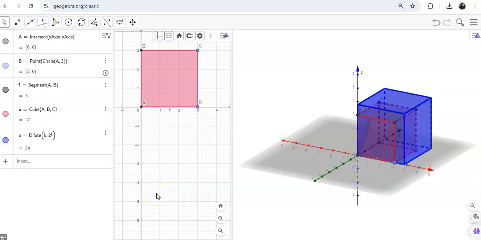Good day everyone, and welcome to the fifth video in a series of videos illustrating the solution of the Delian problem, doubling the cube. In the fourth video, we demonstrated that the ratio of the geometric means x over y, where x is greater than y, is indeed the scaling factor when dilating or doubling the cube.